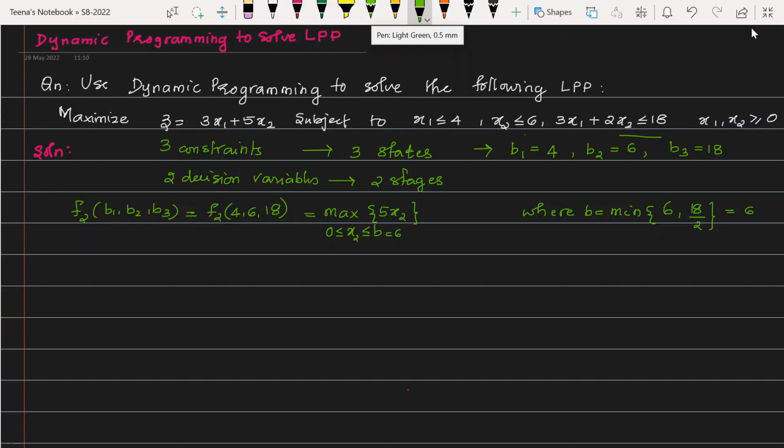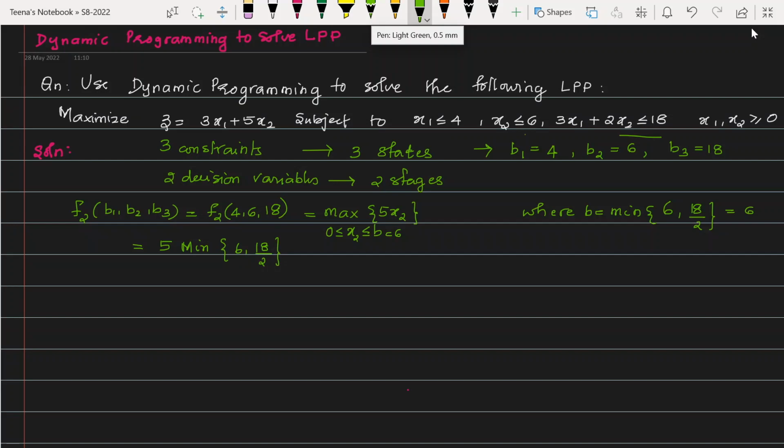So we can write this f2 as equal to maximum 5 into x2, 5 into maximum x2, and that 5 into maximum x2 can be written as 5 into minimum of 6 and 18 by 2, because the maximum possible value for x2 is a minimum among the possibilities.